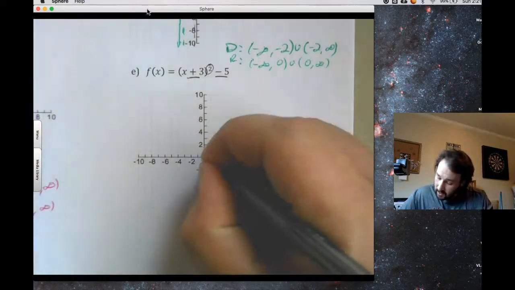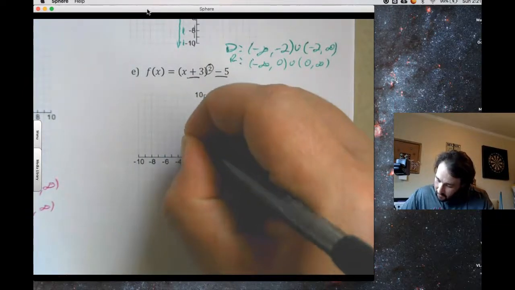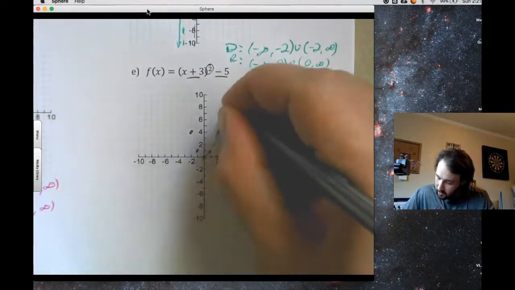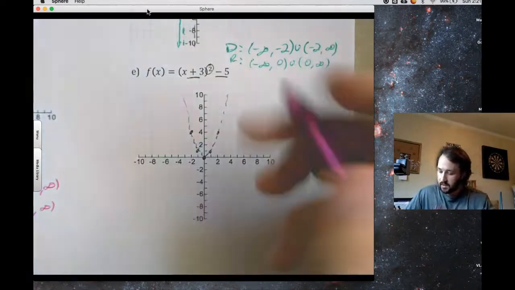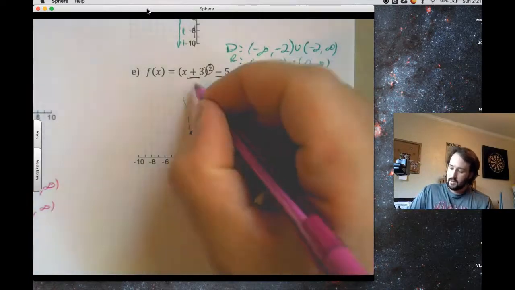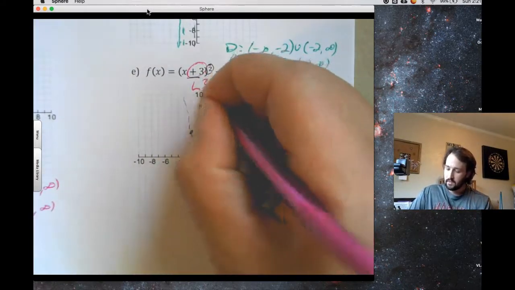Since I have a squared, what that means for me is that I have a quadratic parent function. So that's why I started graphing the quadratic parent function. All right, so there's my quadratic parent function, kind of ugly on that left side, but it's all right. So this plus 3 right here, remember do the opposite with your x. So this is going to move it to the left 3 units.